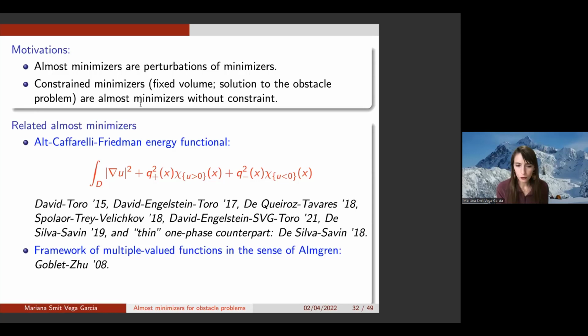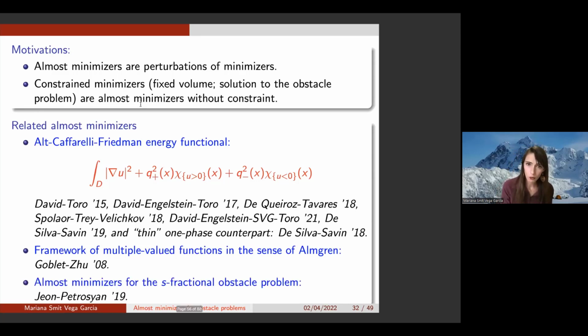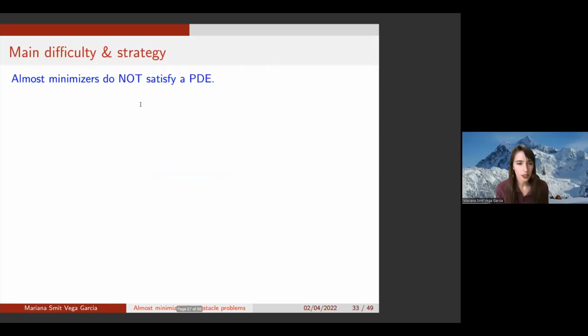There's also this work of Koblet and Zhu in the framework of multiple valued functions in the sense of Almgren. And there is also a paper of Jeon and Petrosyan in which they look at the almost minimizers for the s-fractional obstacle problem. So what are the challenges here of working with almost minimizers?